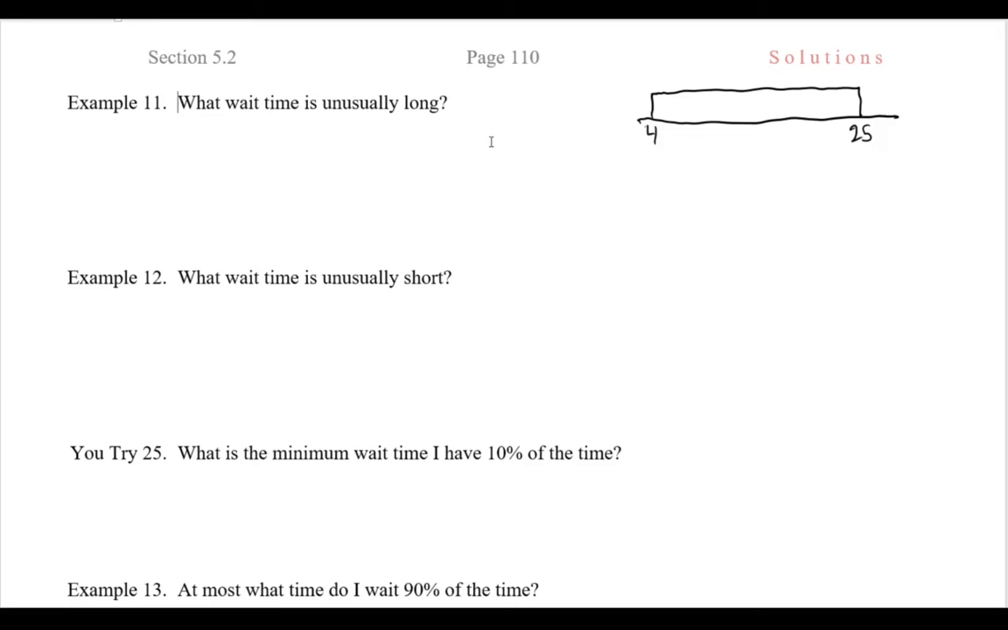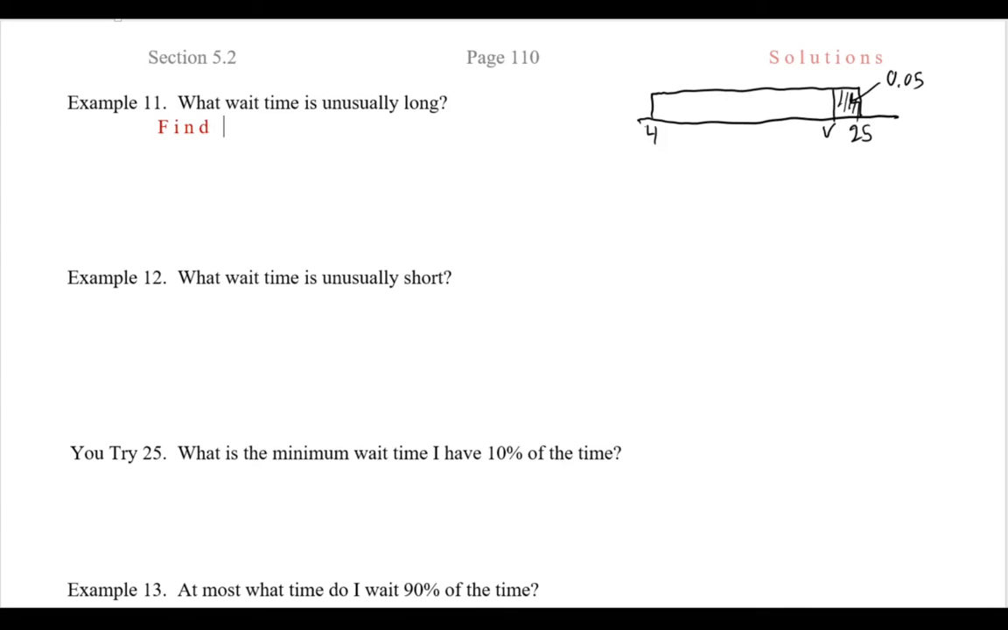What wait time is unusually long? Here, this is an example dealing with quantiles. If we were to picture this, we have a wait time anywhere between 4 to 25 minutes, and we know that unusual values should occur within about 5% of the time or less. So we want an unusually large value so that the area, which corresponds to probability, should be 5%. So we need to figure out what value v would correspond to this.